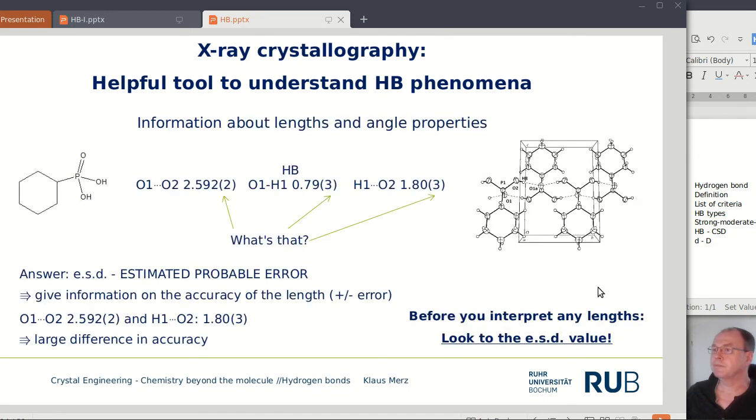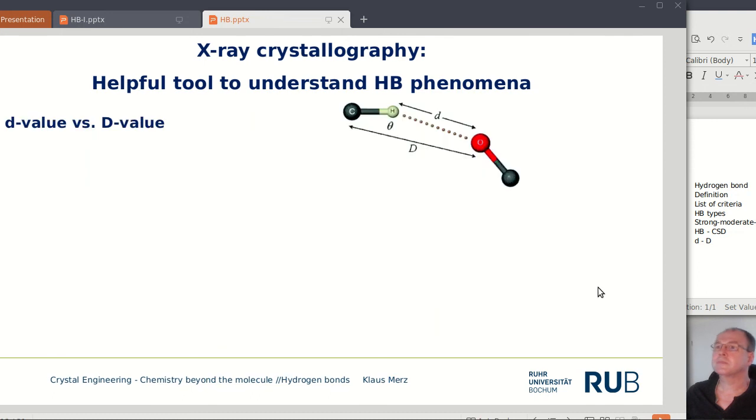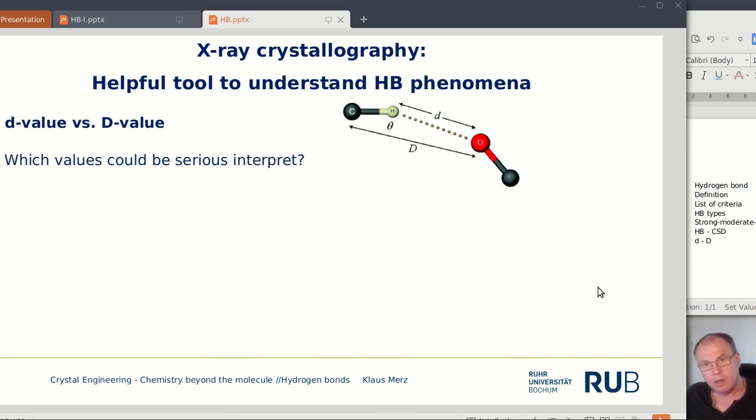Next question. The d value in contrast to the capital D value. Which value could you interpret? Which value should you look at if you think about crystal structure design and so on? d and capital D. What do you think?